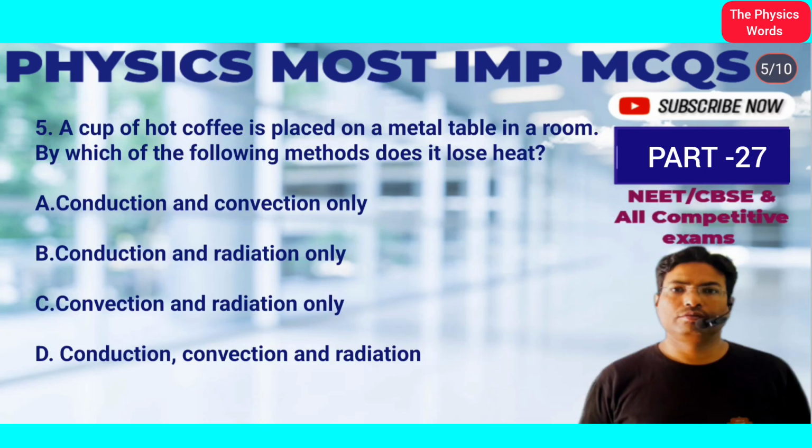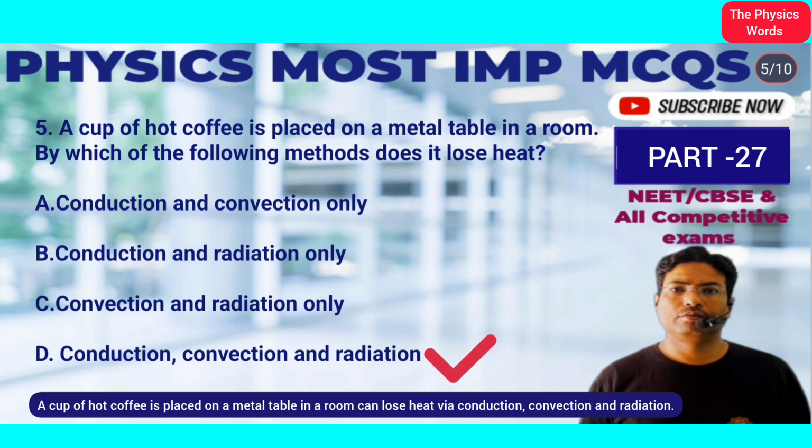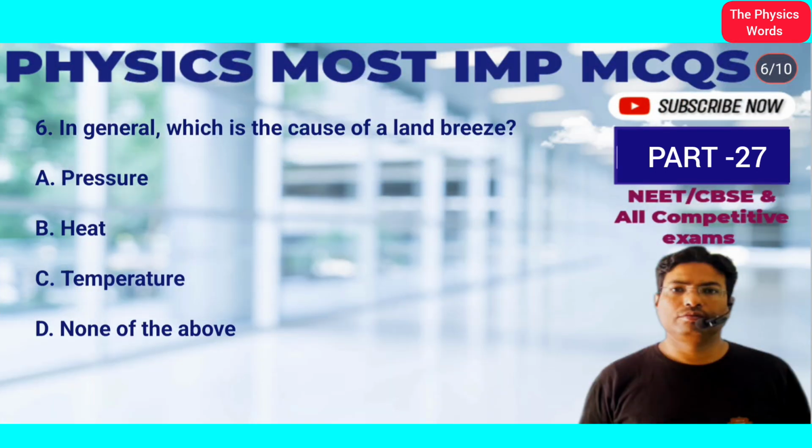Next question. 5. A cup of hot coffee is placed on a metal table in a room. By which of the following methods does it lose heat? A. Induction and convection only. B. Induction and radiation only. C. Convection and radiation only. D. Conduction, convection and radiation. The correct answer is option D. Conduction, convection and radiation.